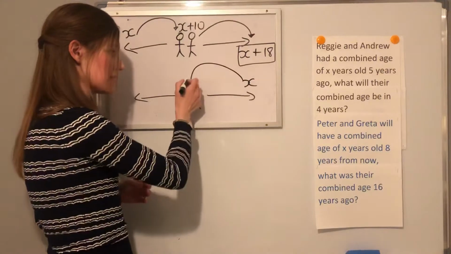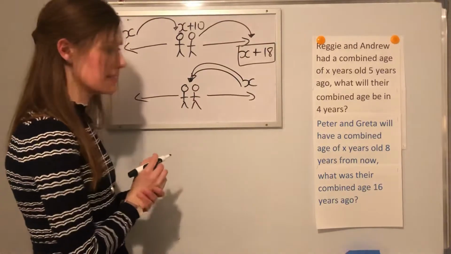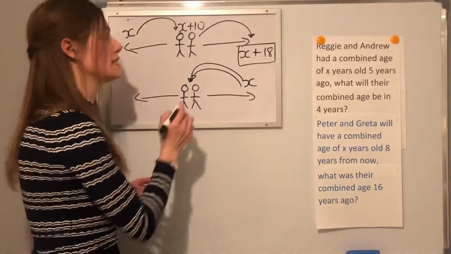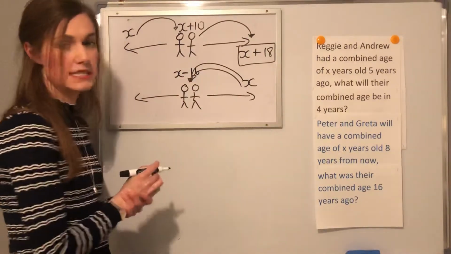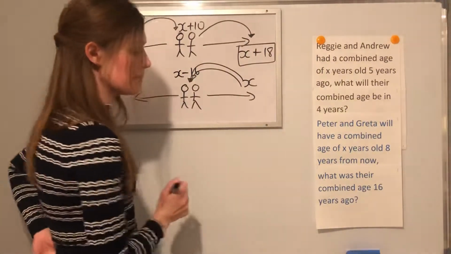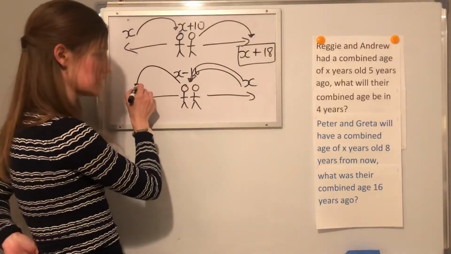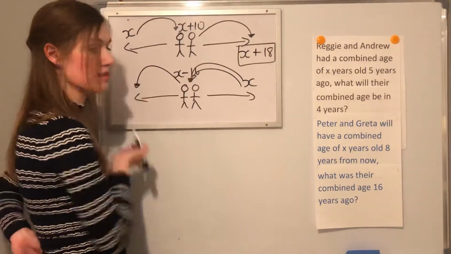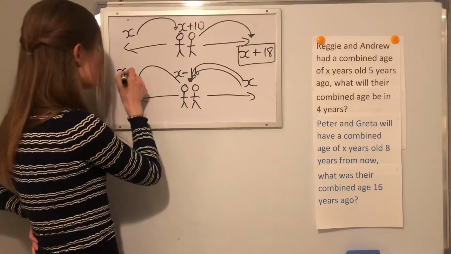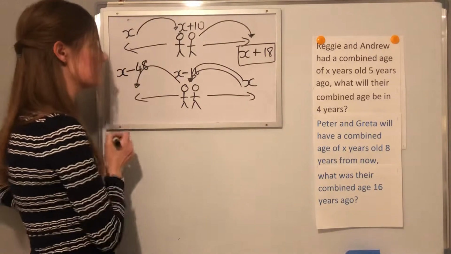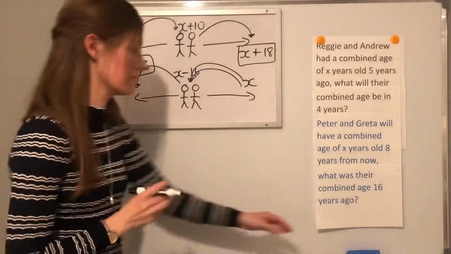So to get back to them now, Peter will lose 8 years, but also Greta will lose 8 years. So you're going to be at X take away 16. What was their combined age 16 years ago? So Greta loses 16 years, but also Peter loses 16 years. So we're taking off 32 altogether, leaving us with X take away 48. And these are the answers that you put in your answer box.